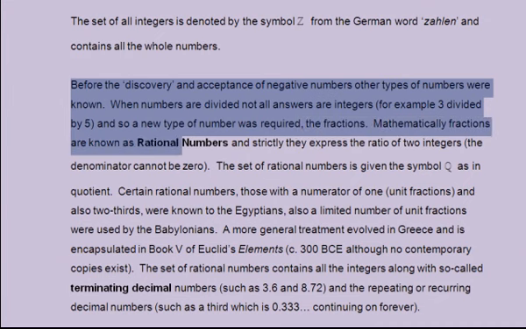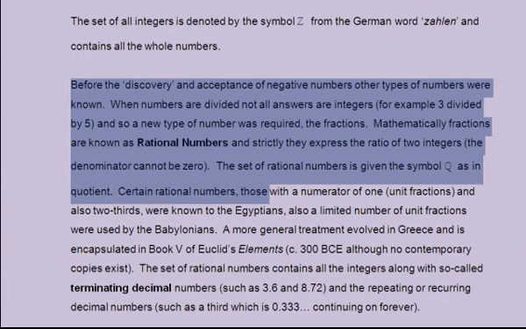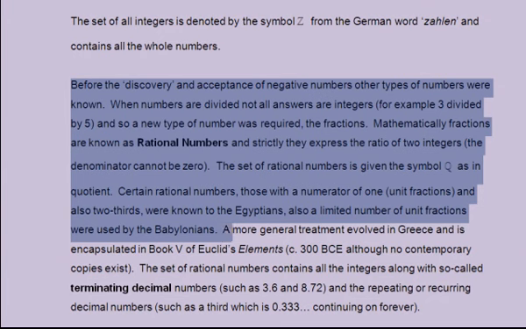Mathematically, fractions are known as rational numbers, and strictly, they express the ratio of two integers. The denominator cannot be 0. The set of rational numbers is given the symbol Q, as in quotient. Certain rational numbers, those with the numerator of 1, unit fractions, and also 2/3, were known to the Egyptians. Also, a limited number of fractions were used by the Babylonians.